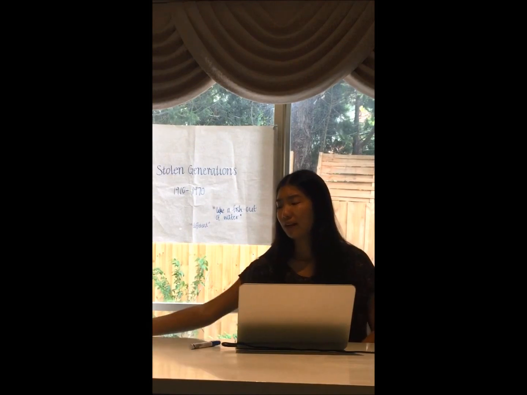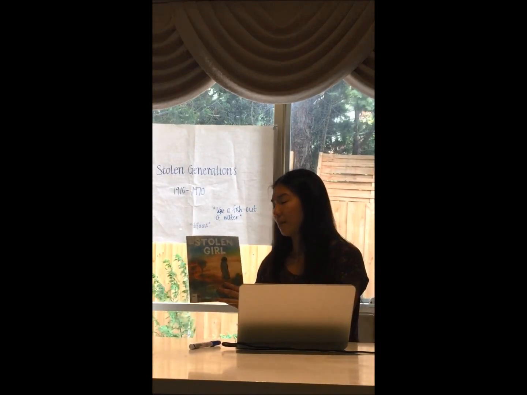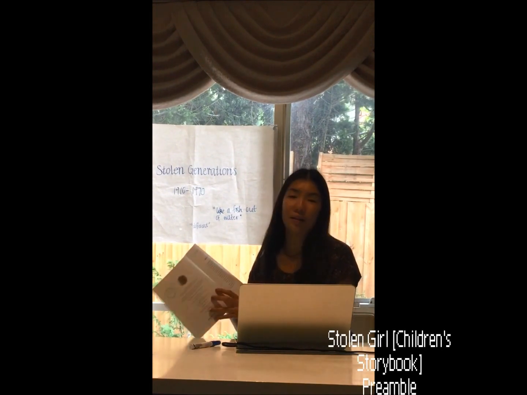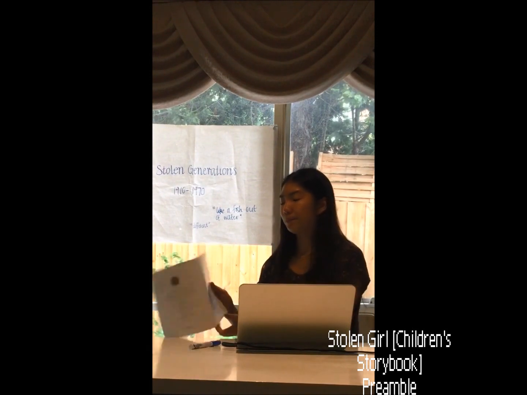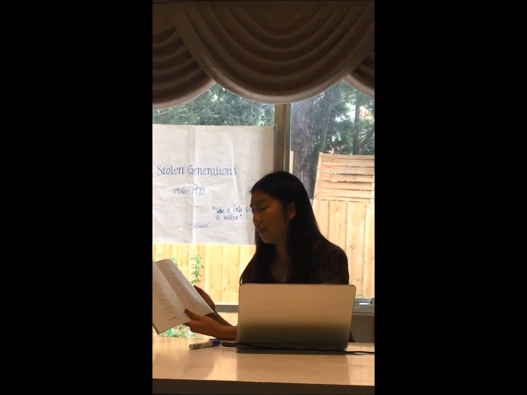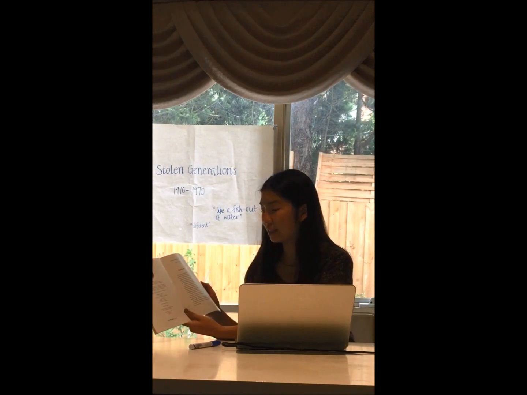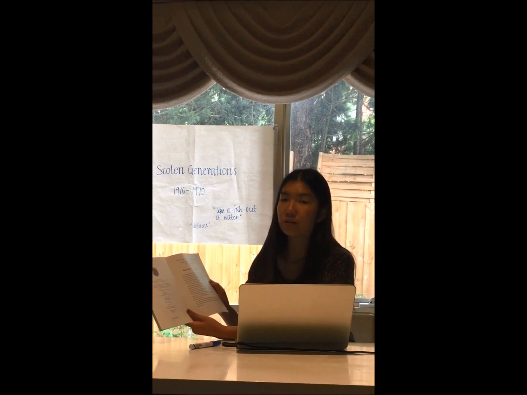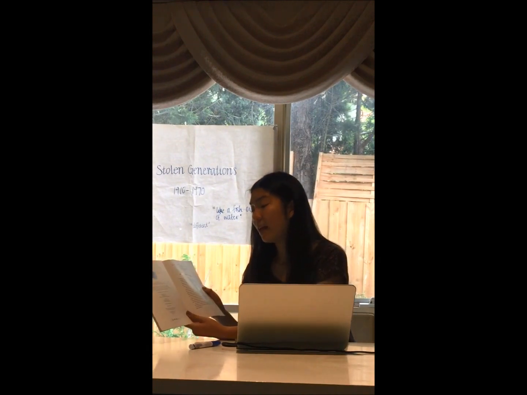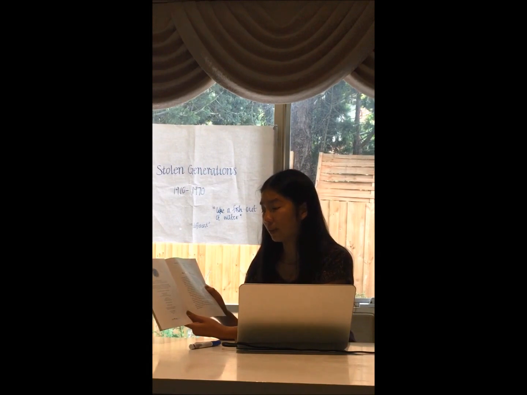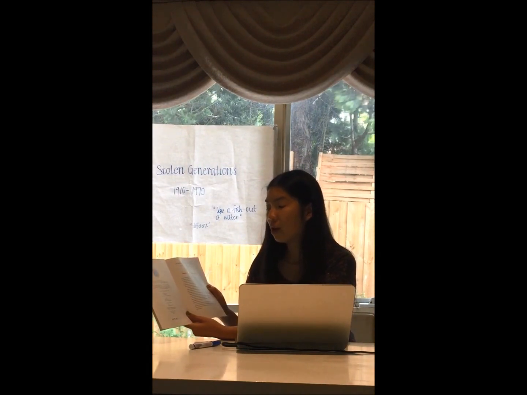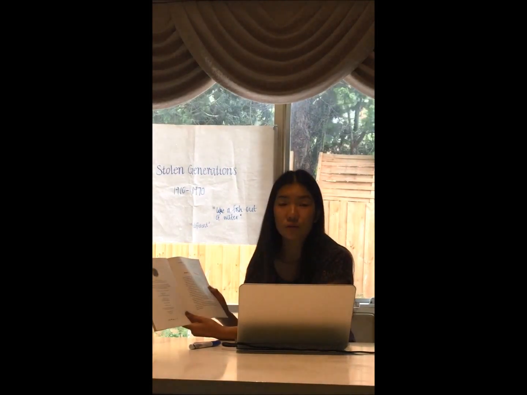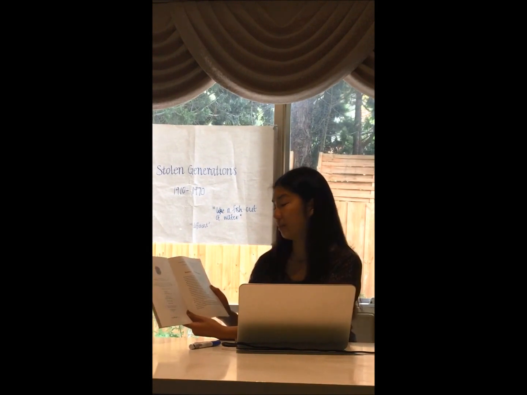So we've already read the story Stolen Girl. I'm just going to read the introduction about the stolen generation. Not that long ago, from the early 1900s through to the late 1960s, it was government policy in Australia to remove Aboriginal and Torres Strait Islander children from their families. This was done under an assimilation policy where it was believed that children who were not full blood should be integrated into the wider white society. These children are known today as the stolen generation.